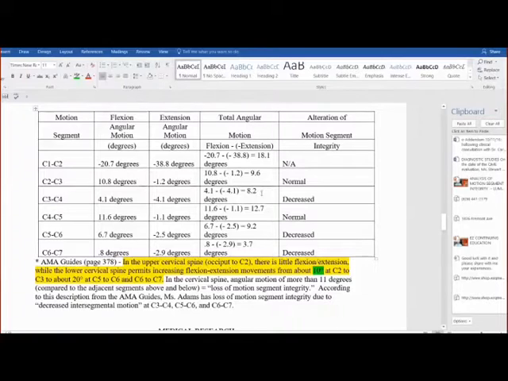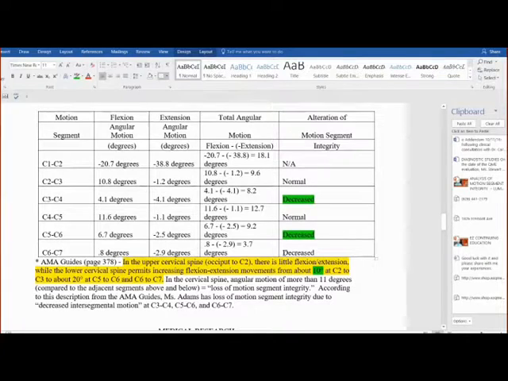At C3, C4, where we would expect somewhere between 10, 11, 12, 13, 14 degrees, we were able to identify only 8.2 degrees. So I described that as decreased intersegmental motion. At C4, C5, we had 12.7. I consider that to be normal. At C5, C6, we had 9.2 degrees. I considered that to be decreased. And then at C6, C7, we had only 3.7 degrees.